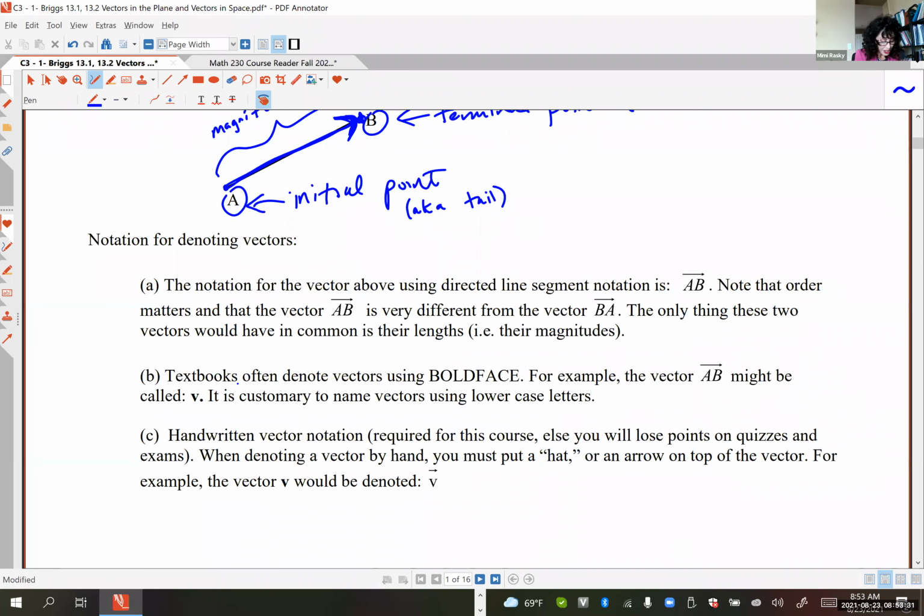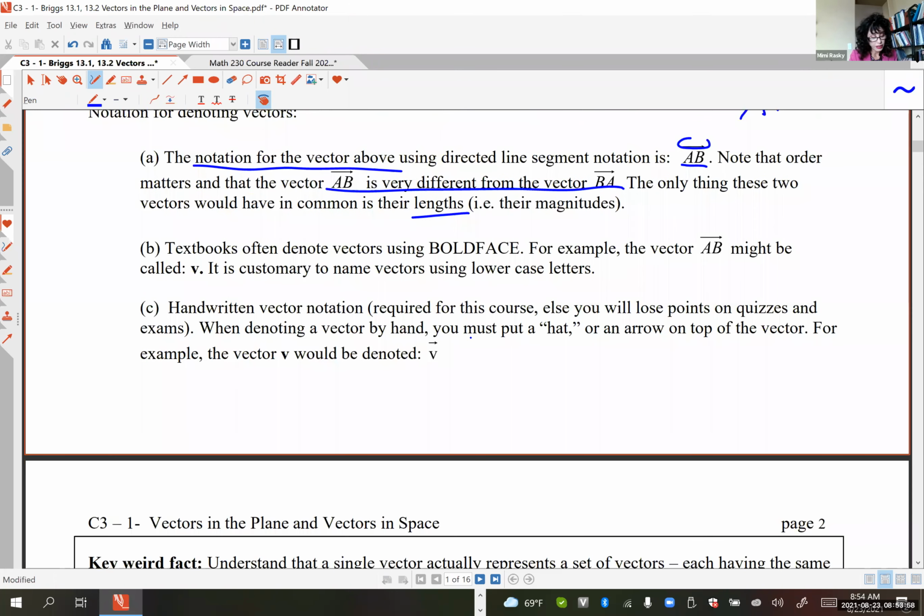So let's look at notation. The notation for the vector above using the directed line segment notation is AB, and there's a little arrow on the top. So if I were to handwrite it, it would look like that. Note that the order matters. AB is very different from the vector BA, because BA would point in the opposite direction. The only thing that AB would have in common with the vector BA would be their length. That would be the same, but not the direction.